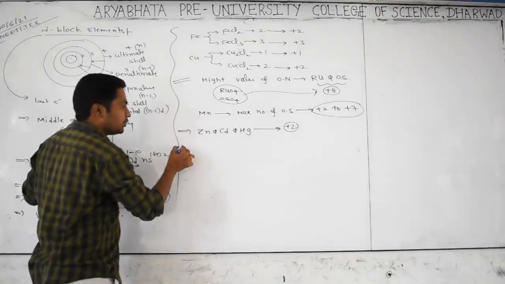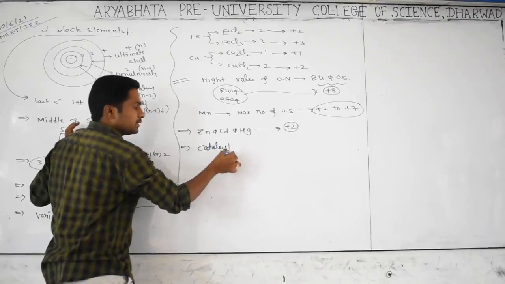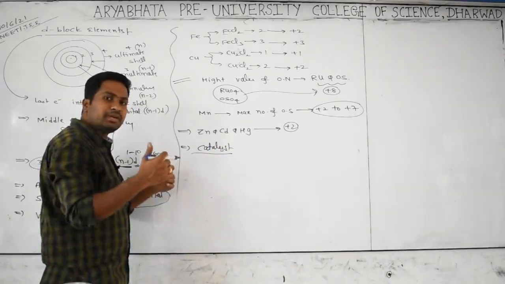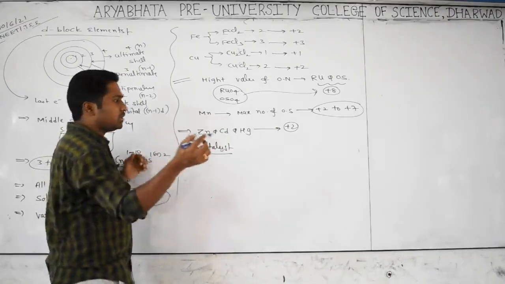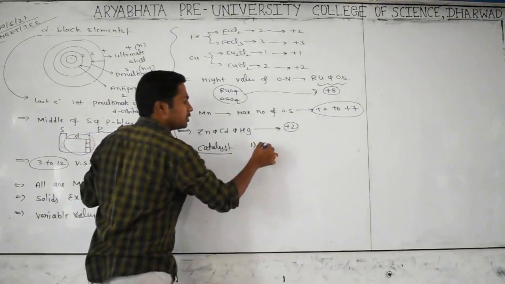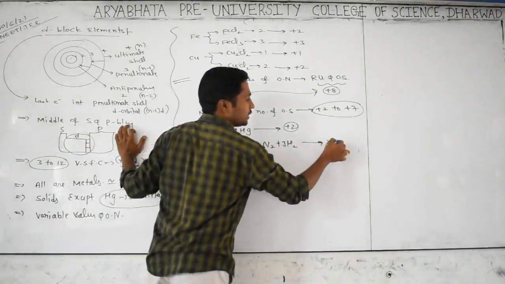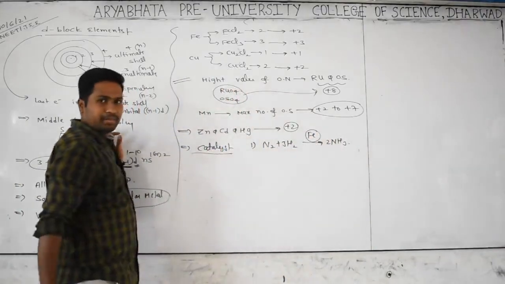And I want to tell you that most of them are used as catalysts. A catalyst, as you know very well, is a chemical substance which influences the speed of a reaction without participating in the chemical reaction. Take Haber's process: N2 plus 3H2 gives 2NH3. What is used as the catalyst here? Iron, which is a d block element.